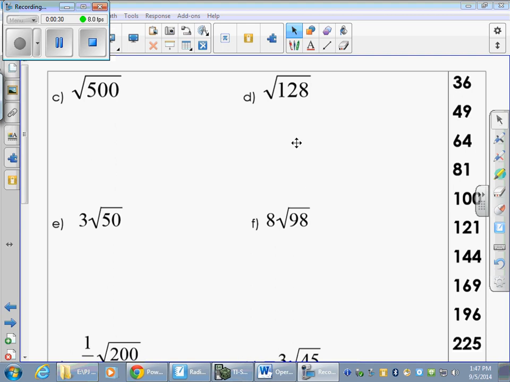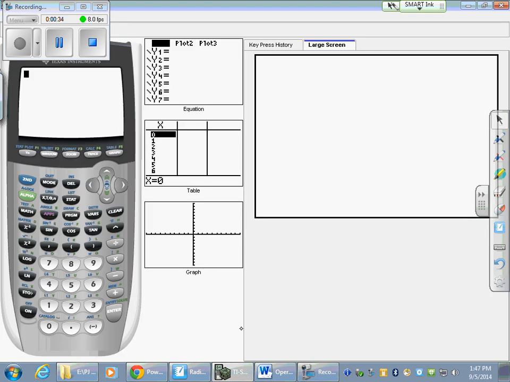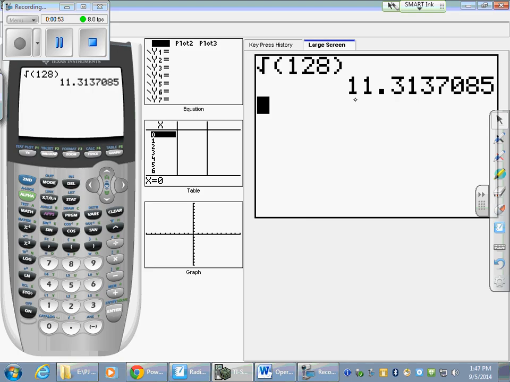So before we get started with how to simplify this square root, I just want to remind you how to use your calculator for square roots. On your calculator, to access the square root function, you would type in second and then the x squared key, then enter the value of the radicand, in this case 128, and hit enter. So here's the value of the square root of 128.